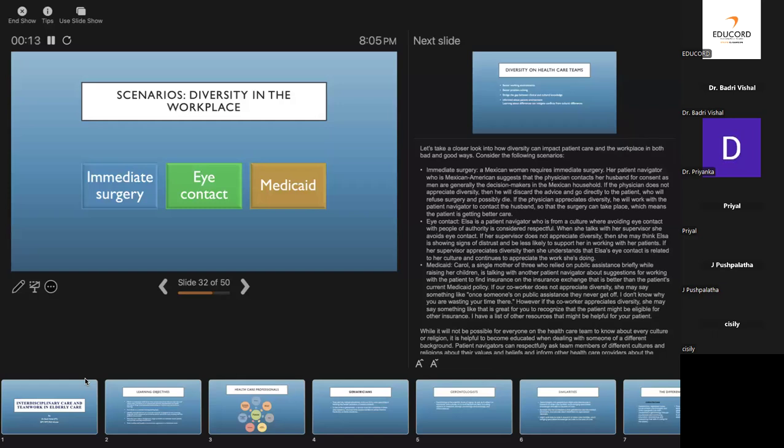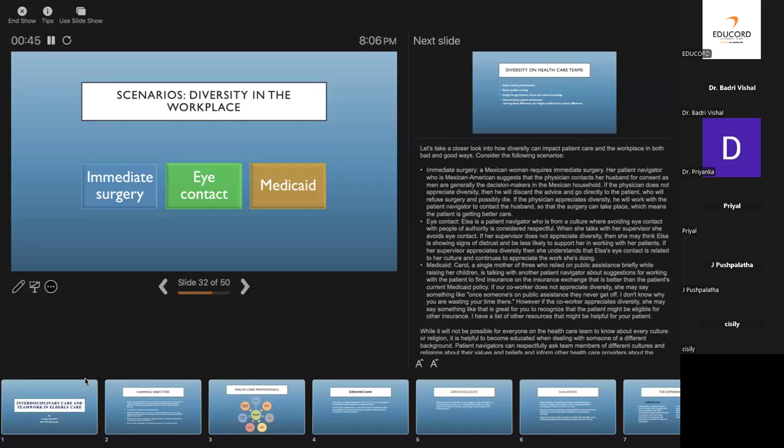Yes, sir. Okay. So actually, I have written it here because I wanted to talk to you by giving examples. If a patient is coming to you, either the patient is going for an immediate surgery, or the patient is going for an eye contact or a Medicaid. Whatever the case, we need to make sure that the patient is given that particular care.